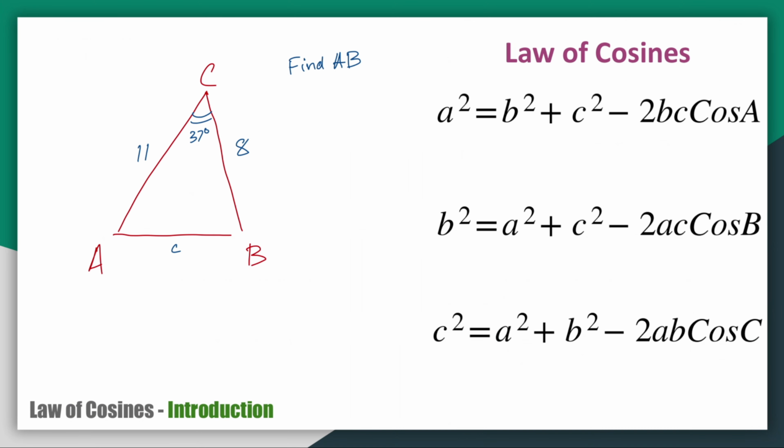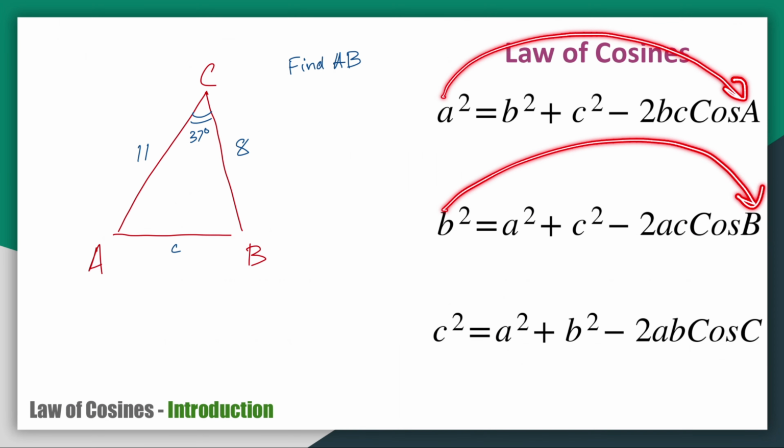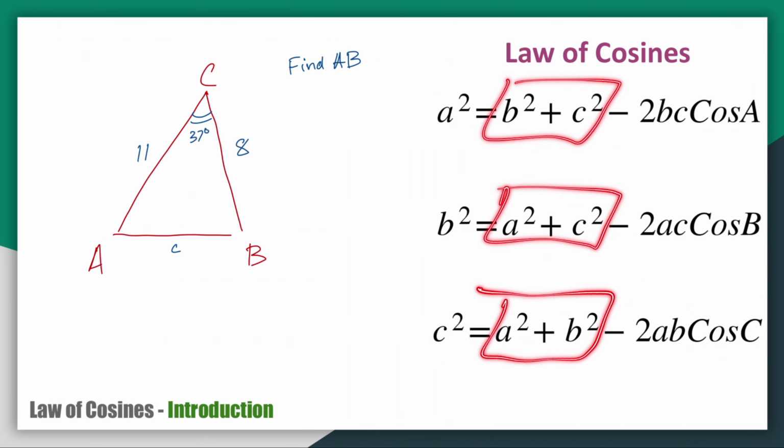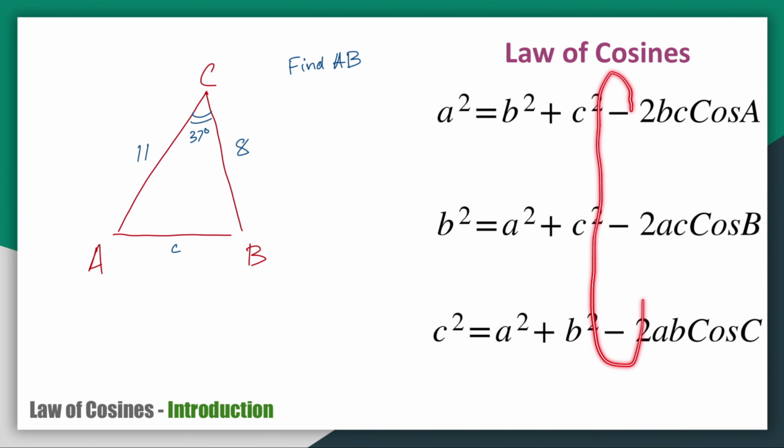Now, how do you remember these, right? If you look, there's kind of a pattern. The side you're solving for is also the angle you're taking the cosine of, okay? The side you're solving for is also the same letter angle, right? The other two sides appear twice. You square them both and sum them. And then you subtract from all of them 2 times the sides times the cosine of the angle, okay?